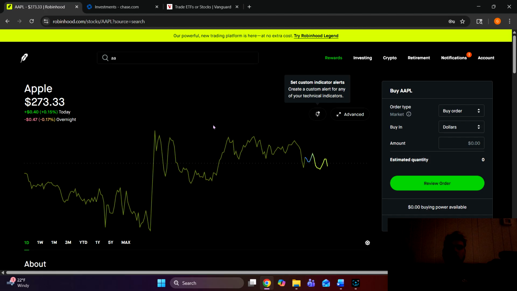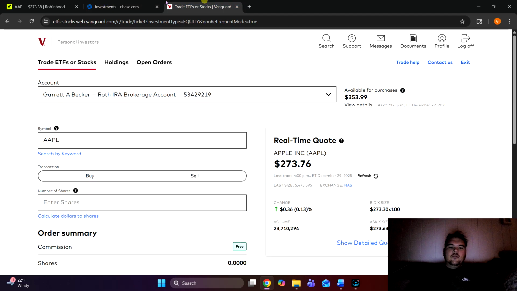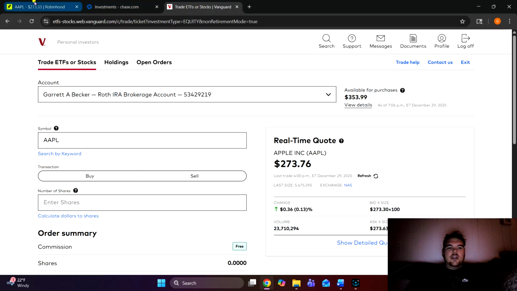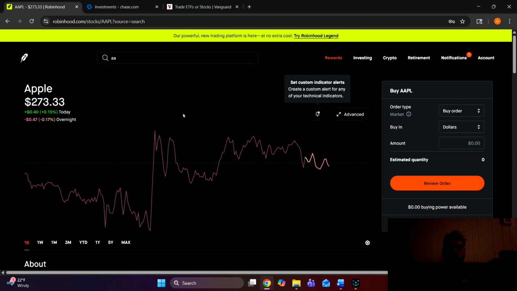Most of the time, whenever you open up an account, they'll have you link a bank account or a debit card to the account so that you can start a transfer of funds and be able to trade once your account is verified. So that would be one way to add funds to your account. But I'll show you on Robinhood, Chase, and Vanguard how to navigate these things.